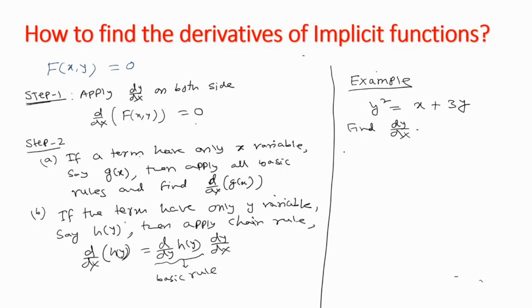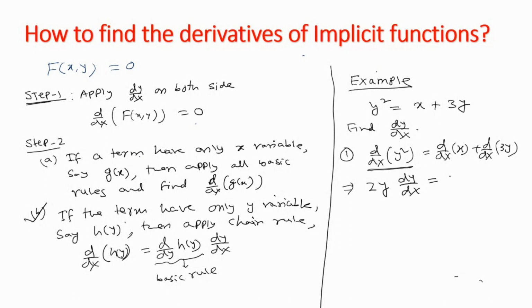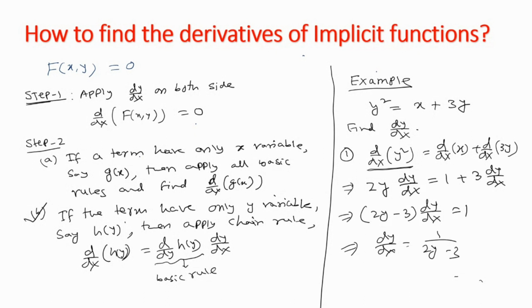As we said, step 1, apply d/dx on both sides. d/dx of y square equals d/dx of x plus d/dx of 3y. Now in this case you will see that this is a variable with respect to y only, so we will apply step 2. Derivative of y square is 2y dy/dx. This equals the derivative of x, which is 1, plus 3 dy/dx. Now collect dy/dx. So (2y minus 3) dy/dx equals 1. This implies dy/dx equals 1 over (2y minus 3).